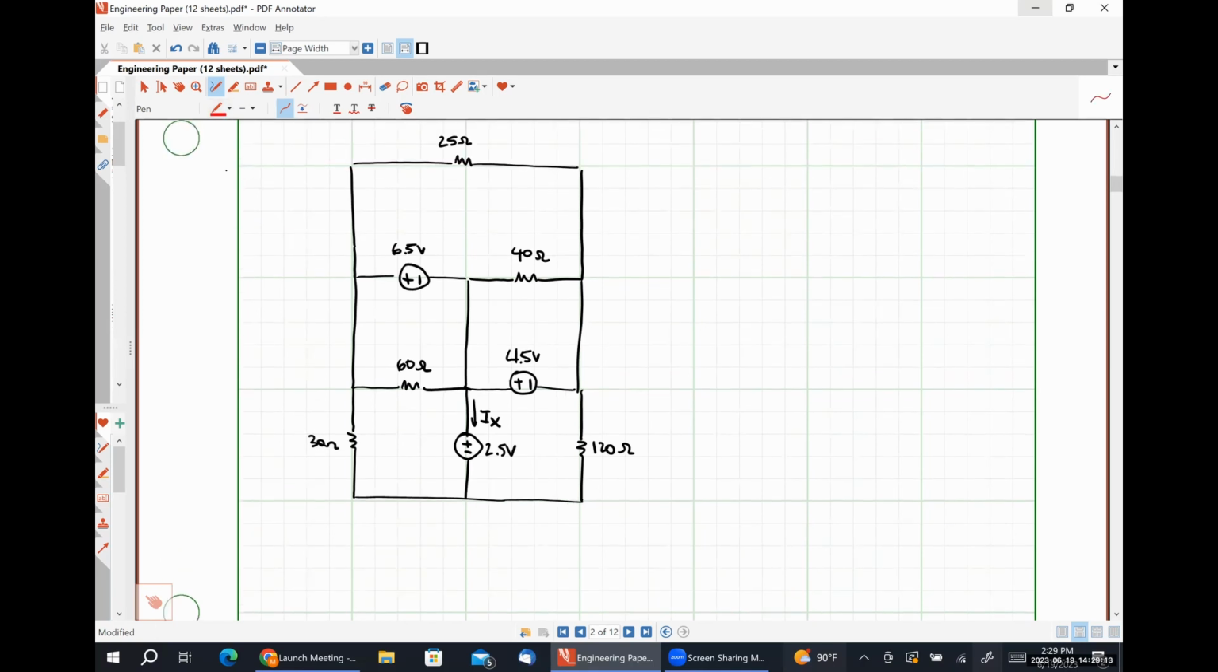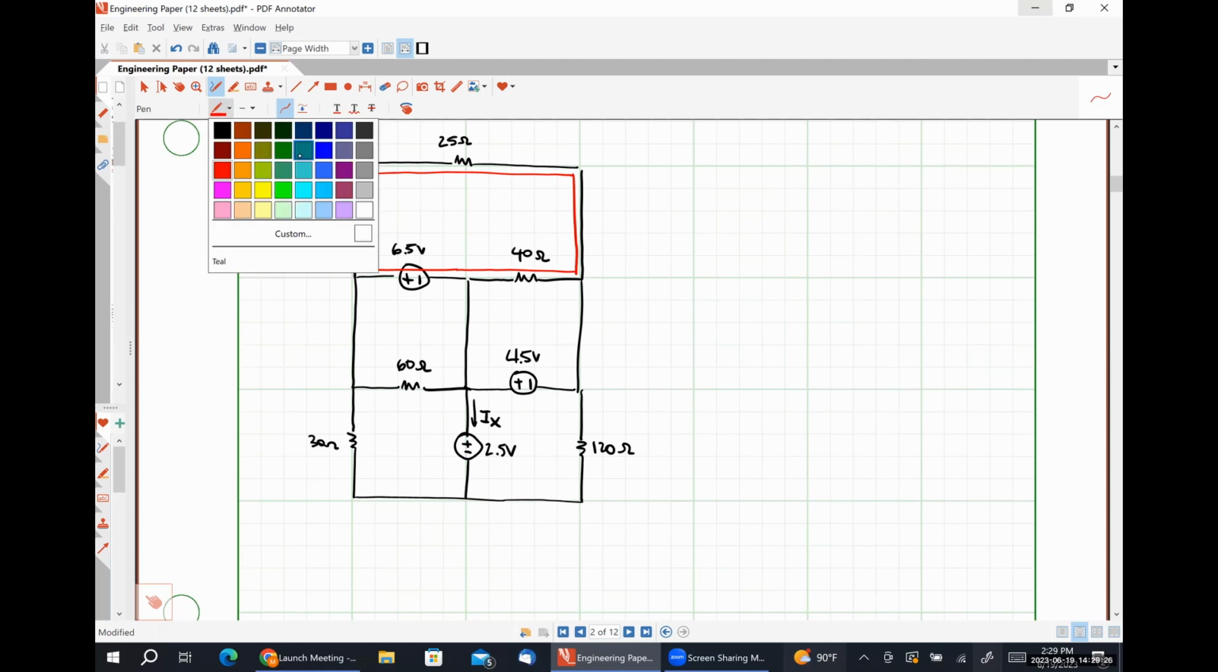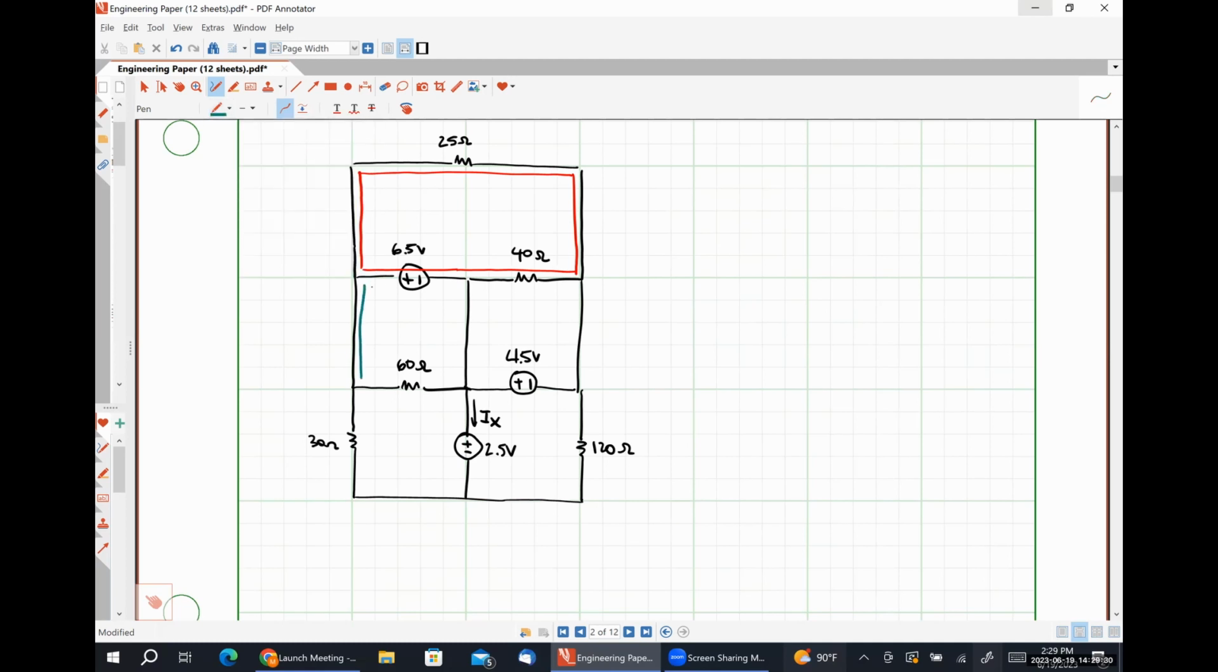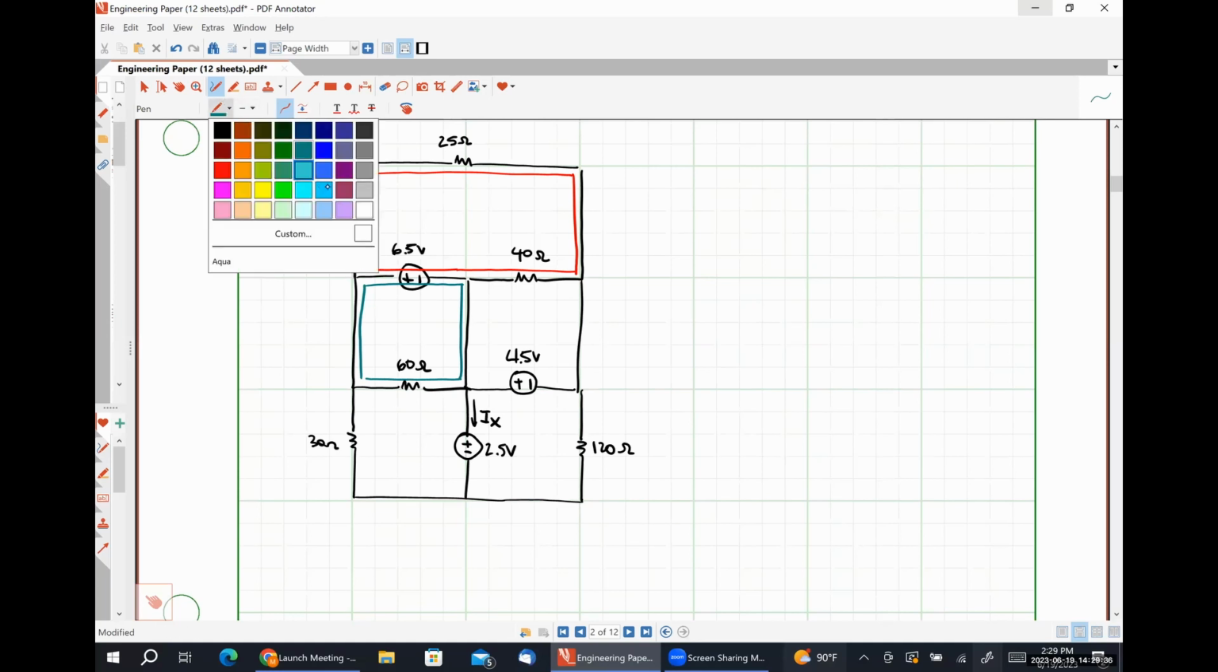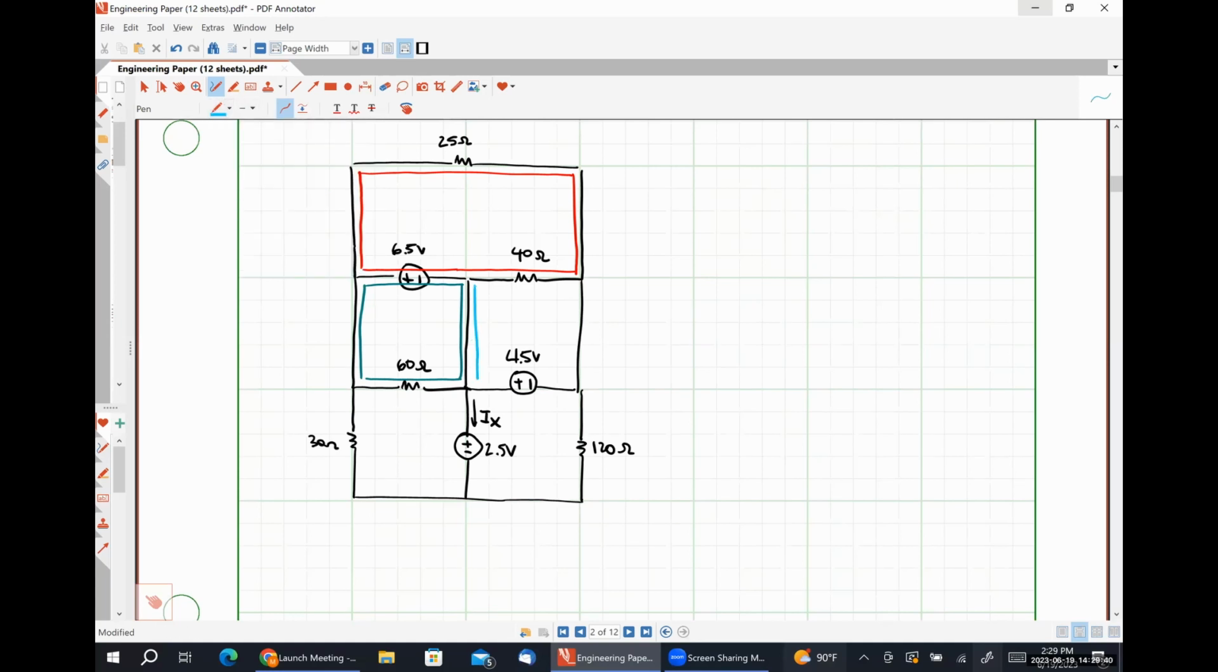I was going to say I'm going to skip it, but since we're still learning it, I'm going to leave this step in. So that's 1. 2. 3. 4. And 5.